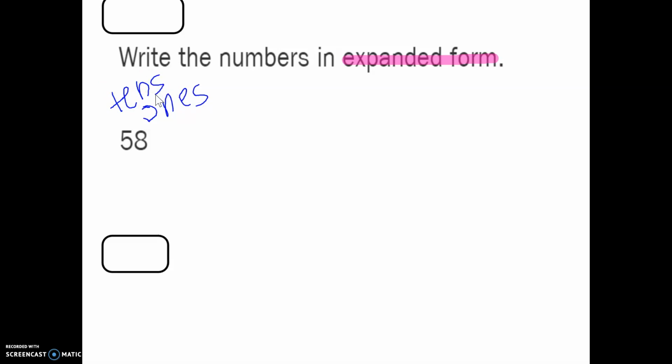So if I'm going to write this in expanded form, I'm going to take the places apart. That doesn't mean I'm going to do 5 plus 8, because that 5 does not mean 5. That 5 is in the tens place. The value of that 5 is 50. The value of that 8, because it's in the ones place, is 8. So to write 58 out in expanded form, it would be 50 plus 8.